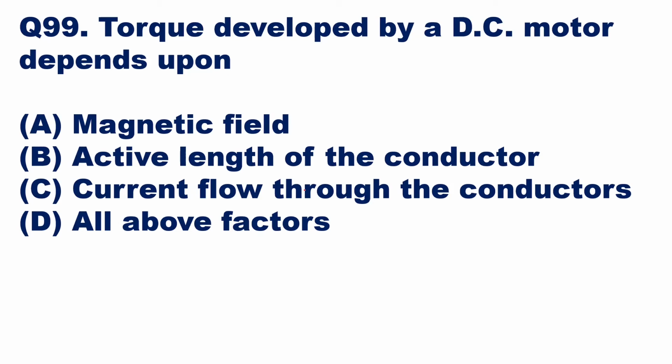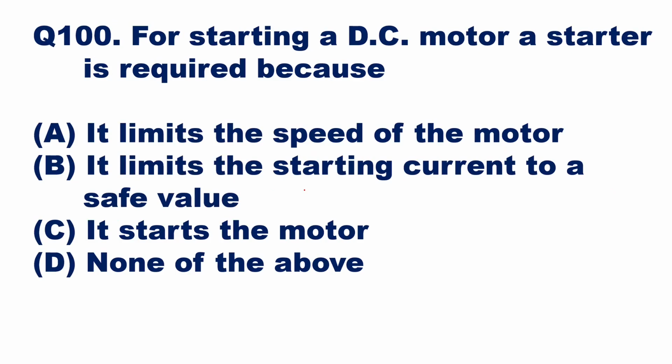Torque developed by a DC motor depends upon magnetic field, active length of the conductor, current flow through the conductor, or all the above factors. So here if you see the four options, magnetic field, active length of the conductor, current flow through the conductors, all these three are the reasons on which the torque developed can be dependent. So all the above factors will be the answer here. Then we'll go to question number 100.